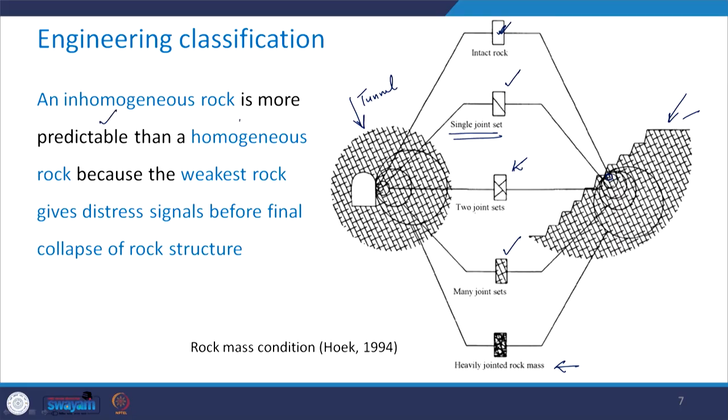Now, an inhomogeneous rock is more predictable than a homogeneous rock, because the weakest rock will always give you a distress signal before the final collapse of the rock structure. However, if you have a solid rock mass, it will not give you any stress signal, and the failure is going to be sudden and catastrophic. You will not get any time to provide some kind of support measure to prevent that failure.